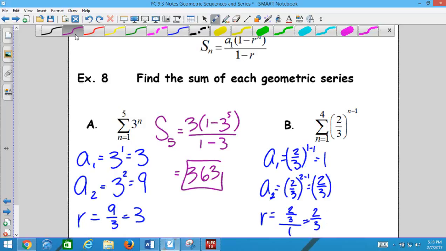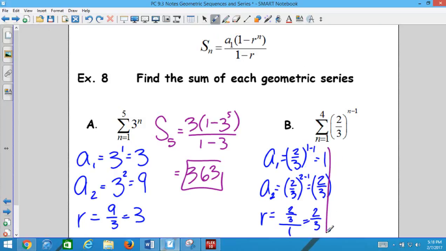And we're going to find our sum, and we're doing 4 terms. So we're going to do first term multiplied by 1 minus the ratio to the 4th power, that's how many terms, divided by 1 minus the ratio. Type that in my calculator and I get 65/27.